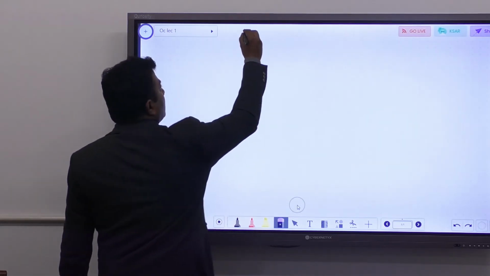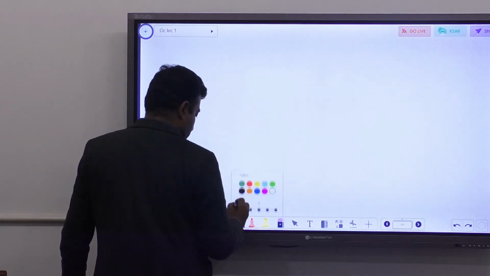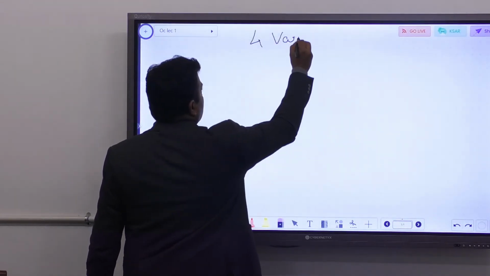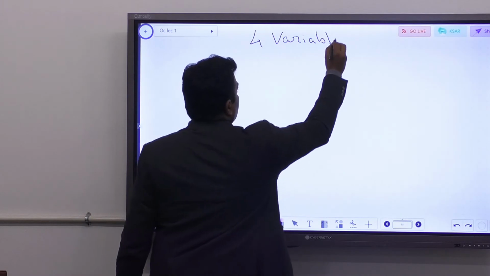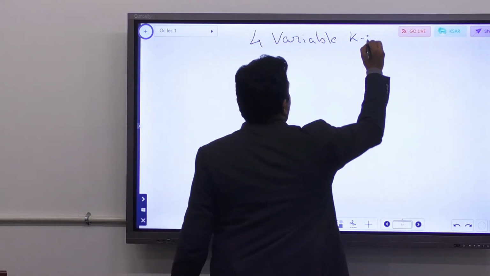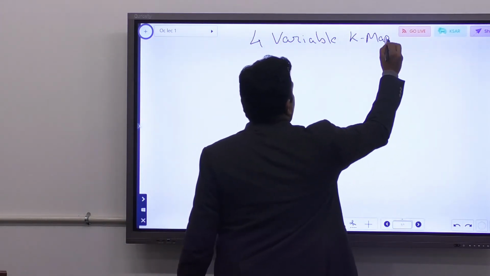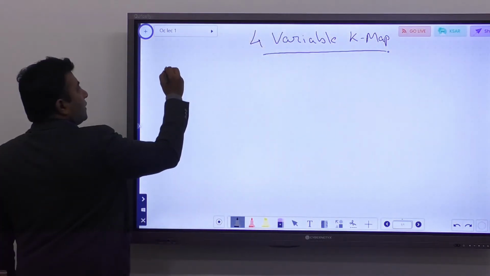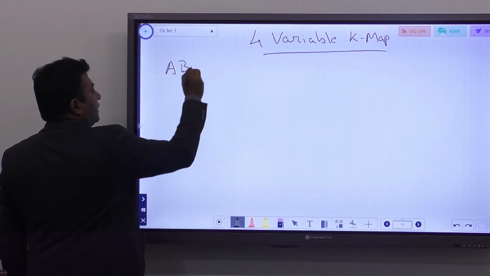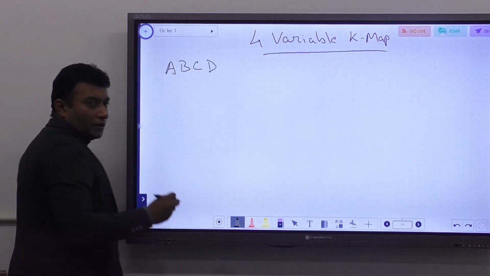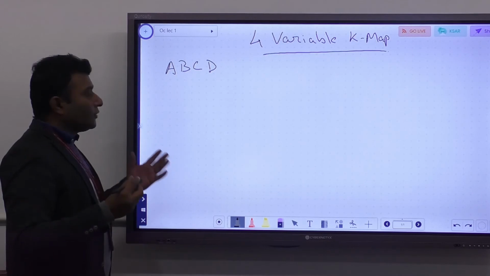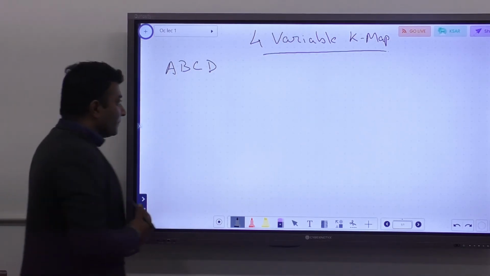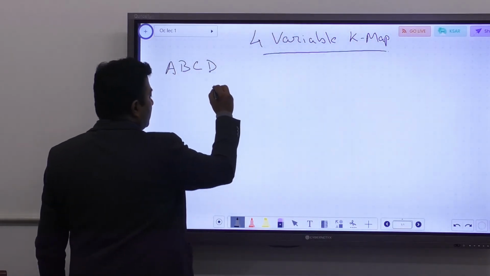Similarly, 4 variable K maps. Okay, the variables are 4. We can take it as A, B, C and D. You can even take W, X, Y, Z, whatever variable name you can use. So how do we draw it?